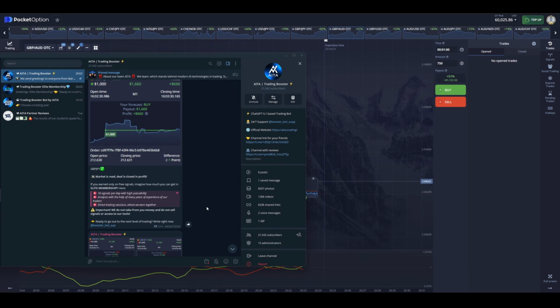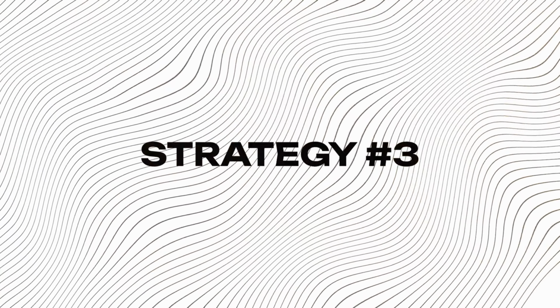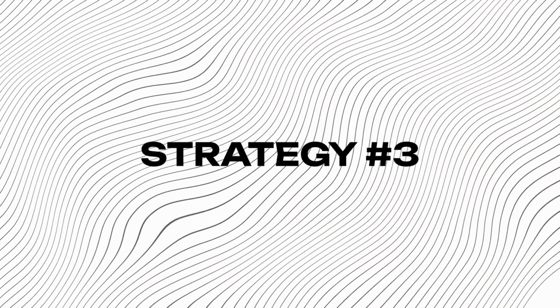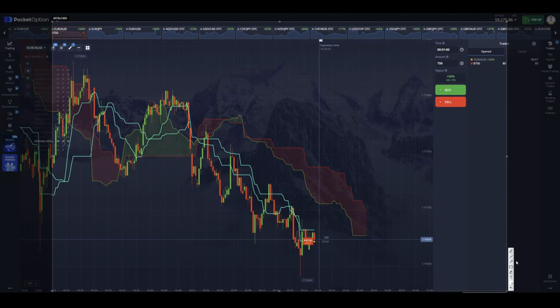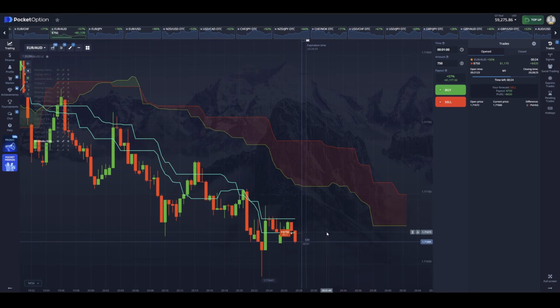And now we move on to the third strategy. My last and favorite strategy is the Ichimoku cloud. Yes, we'll be working with just 1 indicator, but it's a powerful one. Look, if you see red clouds, you should open sell trades. If you see vibrant green clouds, make sure to only execute these trades when the price moves directly between these 2 blue lines.